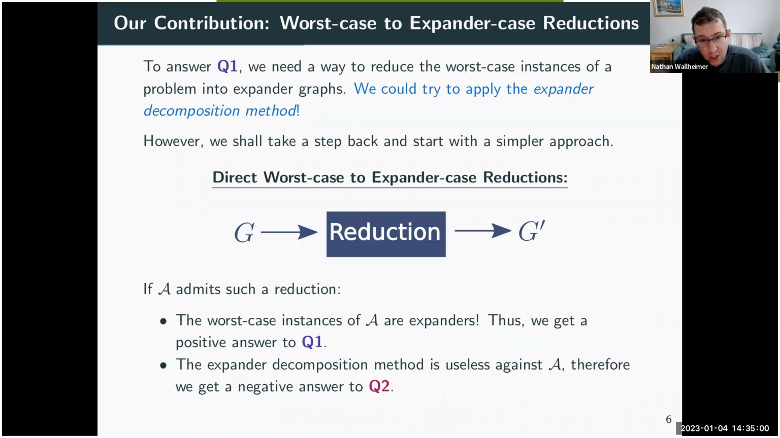The reason why such reductions are interesting is because if the problem admits such a reduction, it means that the worst case instances of the problem are expander graphs. So first we get a positive answer to the first question. And secondly, it means that the expander decomposition method is useless against this problem. Because why would we try to apply expander decomposition if we can already assume that the graph is an expander? The expander decomposition might as well simply return the graph itself. So we get a negative answer to the second question.